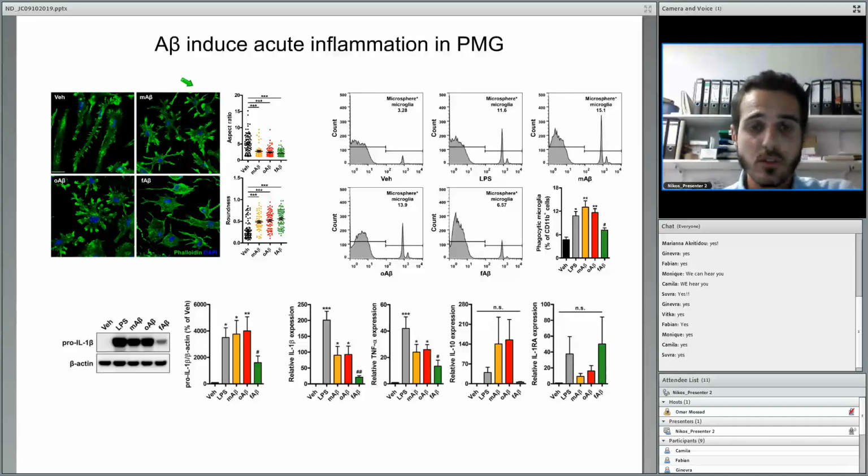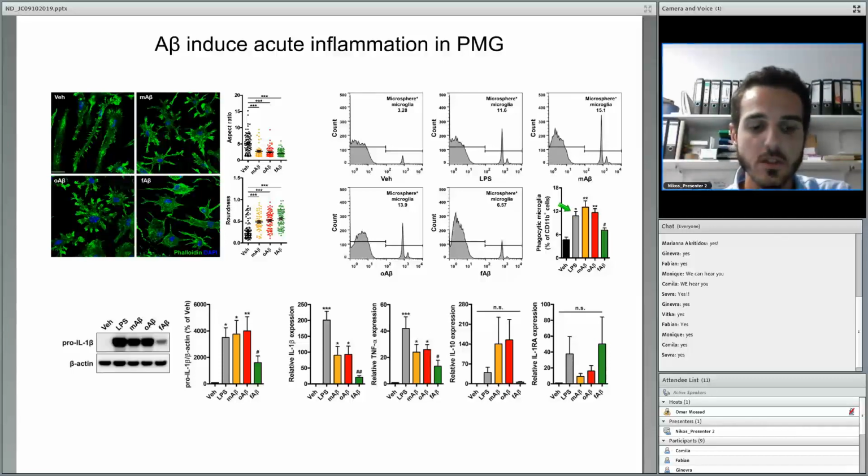They did a functional assay with the microspheres. So this is a phagocytosis assay. They put these microspheres into the culture, and they see how much of these microspheres are internalized in the microglia. And what they saw was that during the exposure to the A beta, there is a high internalization of the microspheres, suggesting a phagocytic cell. They compared it with LPS stimulation in the cells, and they actually find that there's a similar response to the LPS when exposed to the A beta peptides.